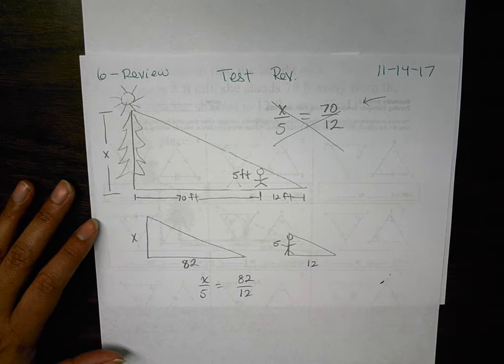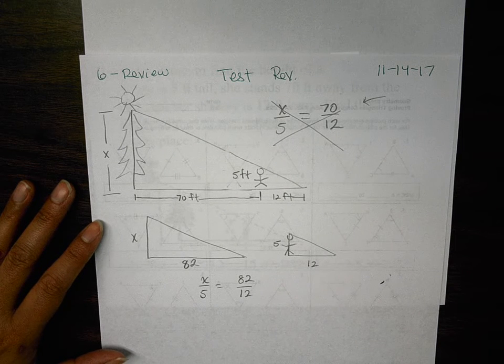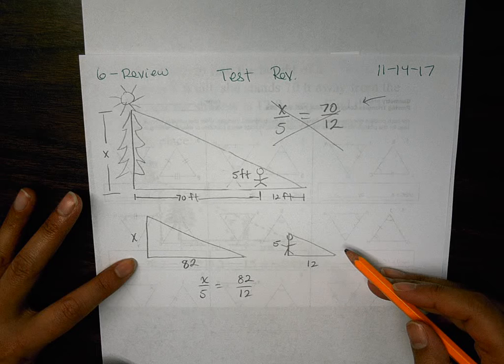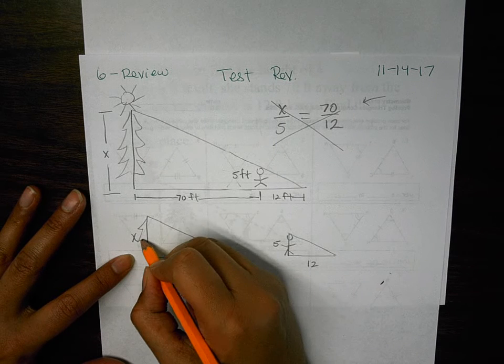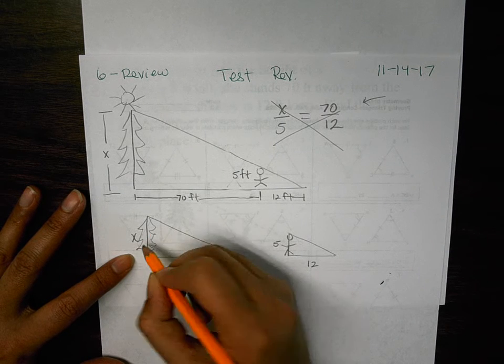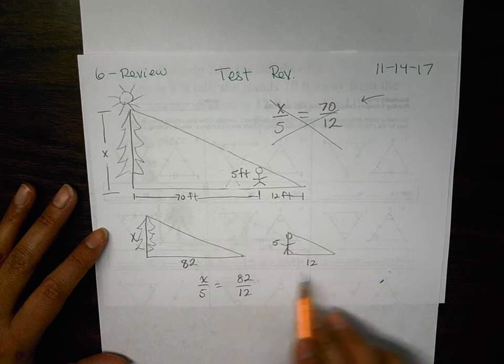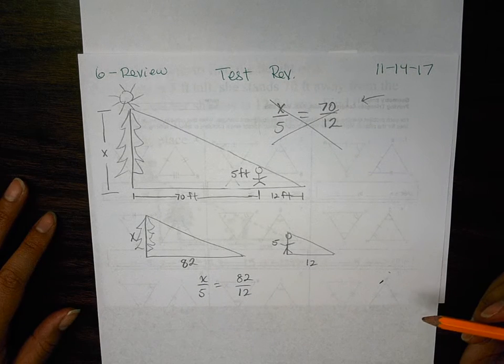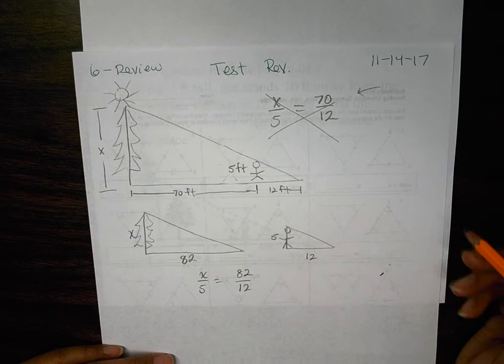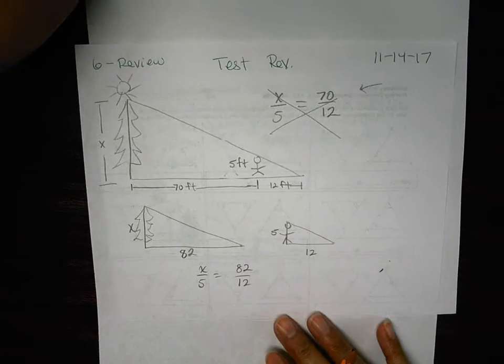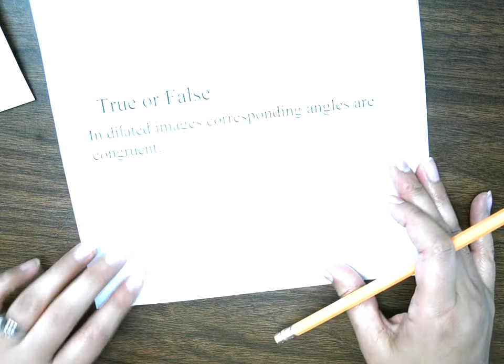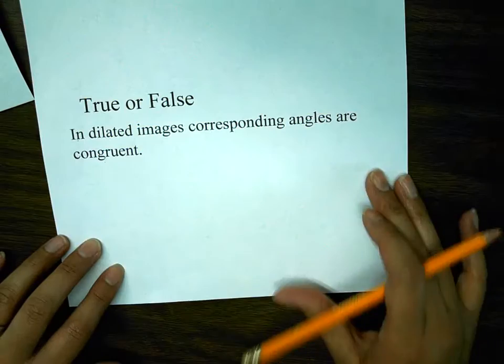Question? So you want the redraw and all that on the test, right? Yes. And it's a quick redraw. You don't have to put the tree in there. You can draw triangles and just label 5, 12, x, and 82, and I'm good. All right, are we good? Okay, number 2 is this one here.